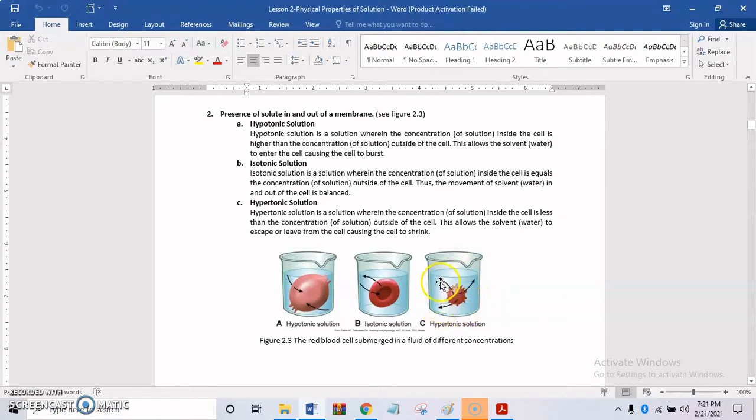Okay? Lalabas siya para yung tubig na yun will dilute the high concentration of the fluid outside. It will make your red blood cell shrink. That's that presence of solute in and out of membrane.